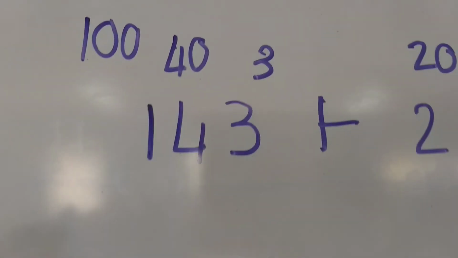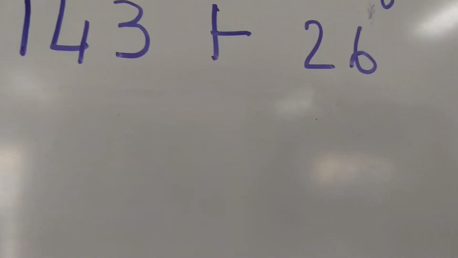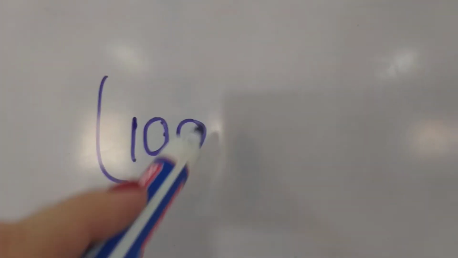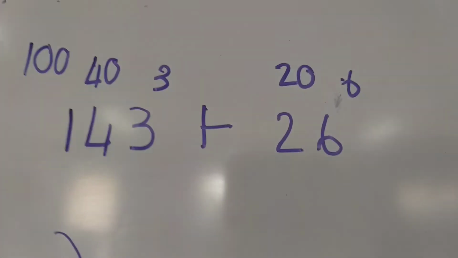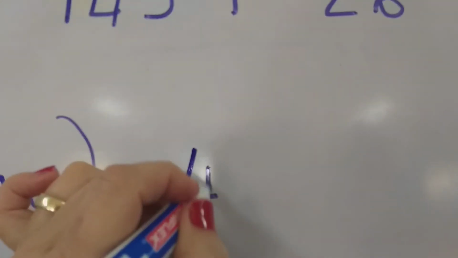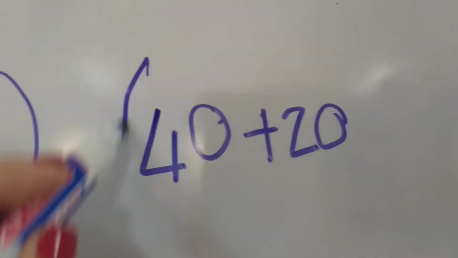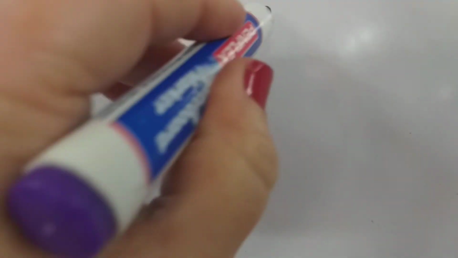Okay, so now we're going to group it. So we have 100. On this side, there's no 100. You can leave it in a group on its own, or you can go plus 0. Then we have 40 and 20, and we have 3 and 6.